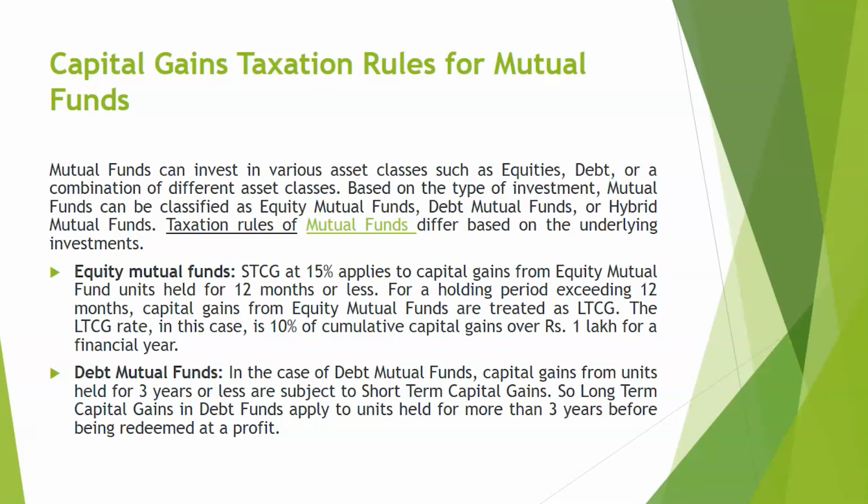Equity mutual funds. For equity mutual funds, short-term capital gain at 15% applies to capital gains from equity mutual fund units held for 12 months or less. For a holding period exceeding 12 months, capital gains from an equity mutual fund are treated as LTCG. The LTCG rate in this case is 10% of cumulative capital gains over Rs 1 lakh for a financial year.